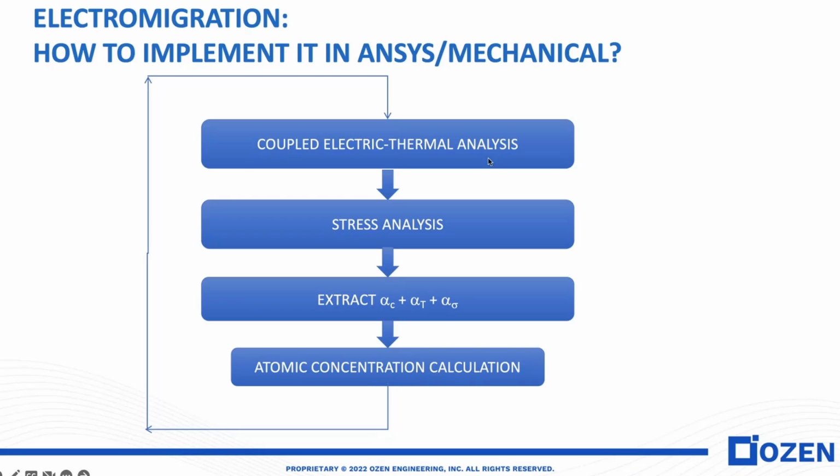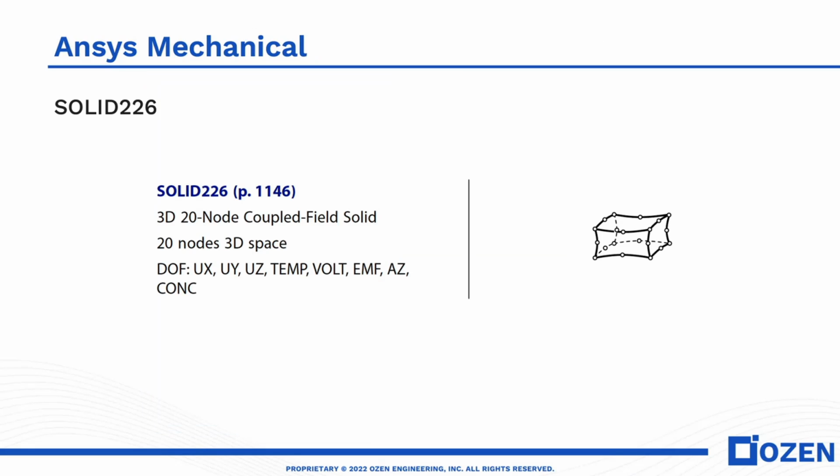Again, first step, coupled electric thermal analysis, then stress analysis, and then you extract the alphas, which are really the driving forces due to current density, due to thermal, due to stress, and to that you add the atomic concentration calculation, then you come up with the final calculation.